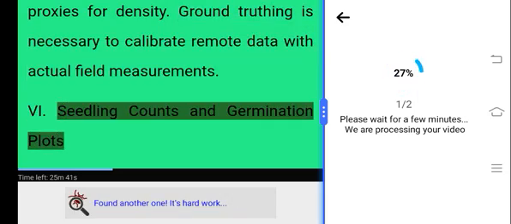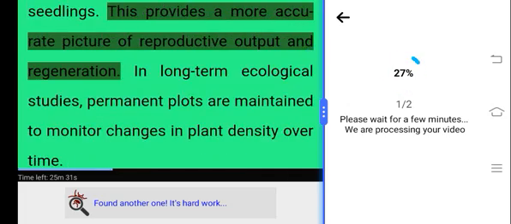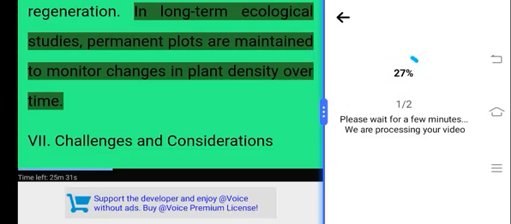6. Seedling counts and germination plots. For annuals and ephemeral plants, especially in desert or disturbed habitats, density estimation is done by marking plots during germination and counting seedlings. This provides a more accurate picture of reproductive output and regeneration. In long-term ecological studies, permanent plots are maintained to monitor changes in plant density over time.